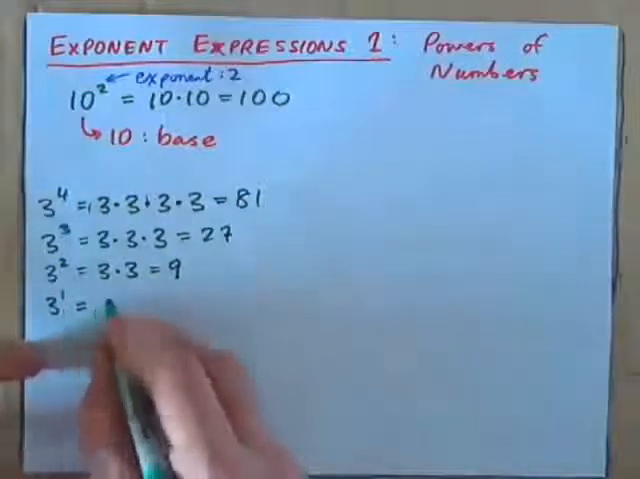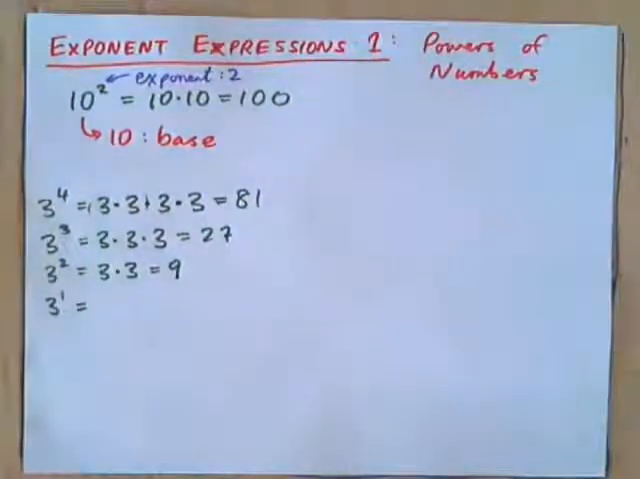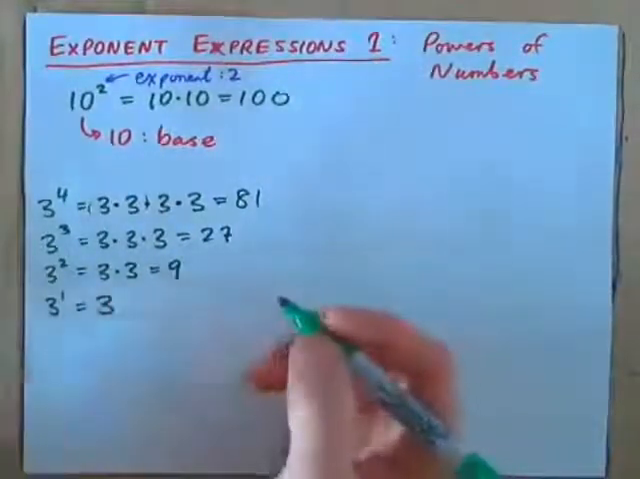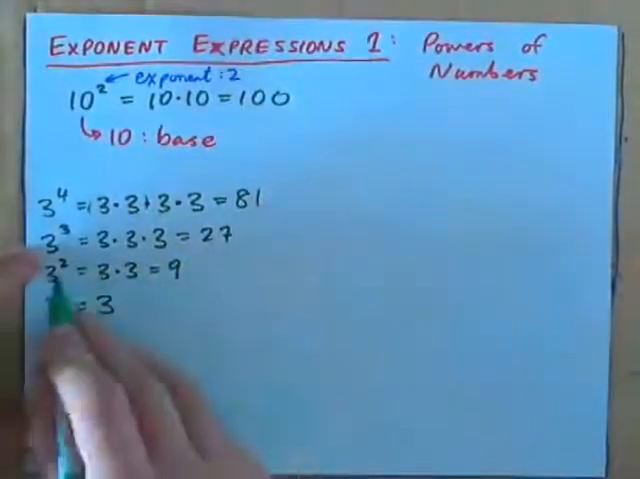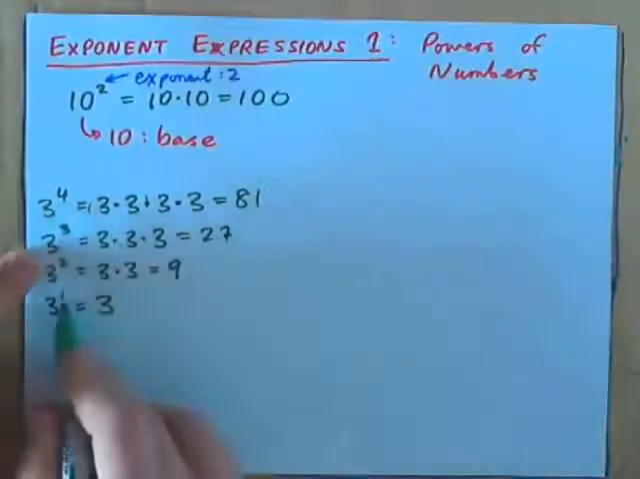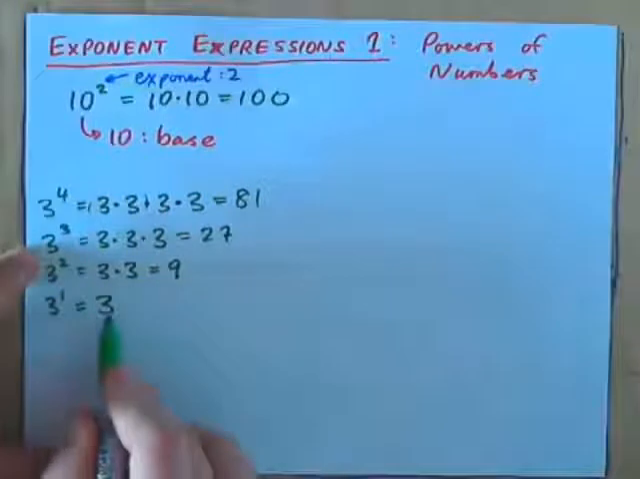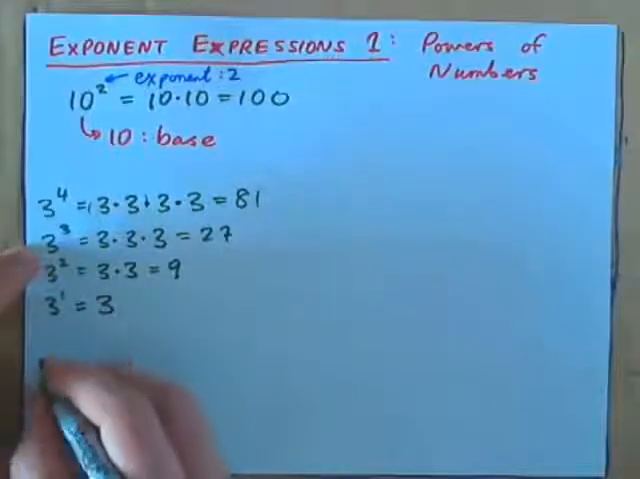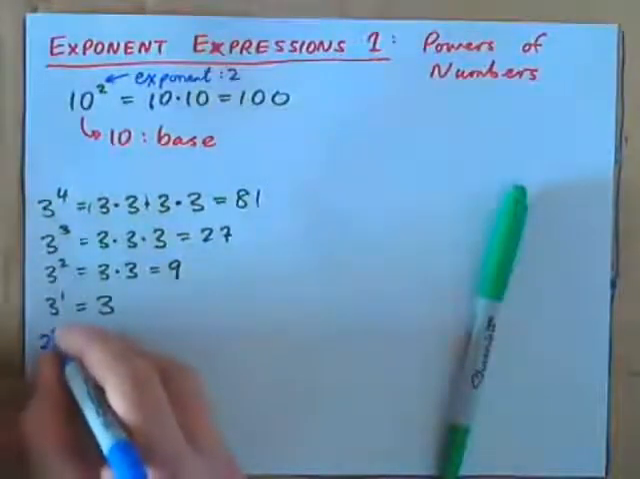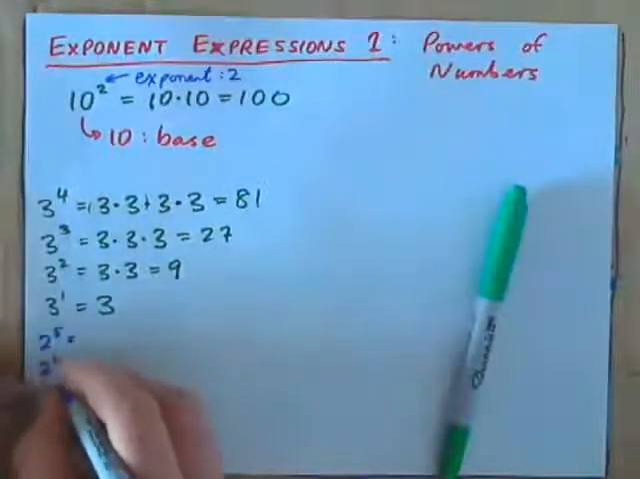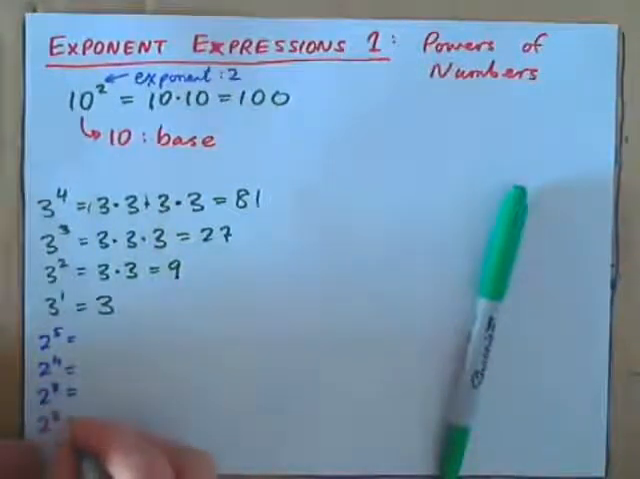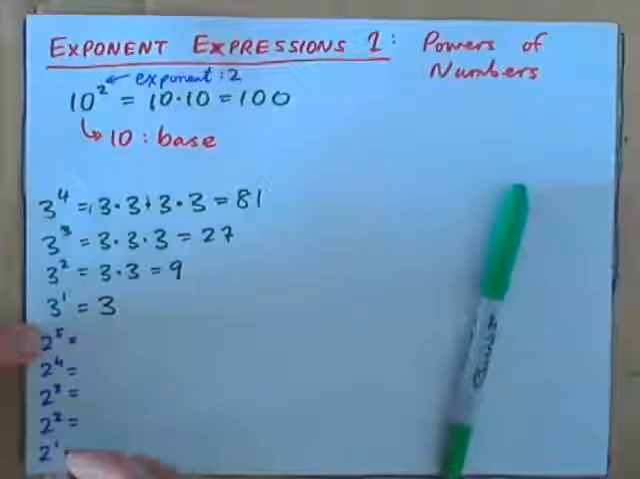3 to the power of 1, what do you think that is? Write it down. 3 to the power of 1 is just 3. There's 1 3 there. So if it's squared, there's 2 of them multiplied. If it's cubed, there's 3 of them. If it's the power of 4, there's 4 of them. If it's to the power of 1, there's just 1 of them. So quickly fill this out then. Powers of 2. 2 to the power of 5, 2 to the power of 4, 2 cubed, 2 squared, and 2 to the power of 1.